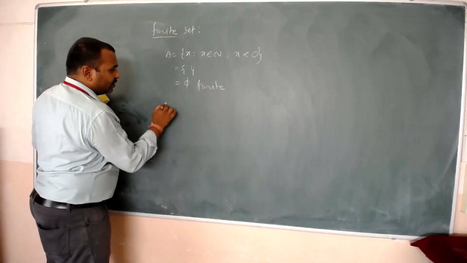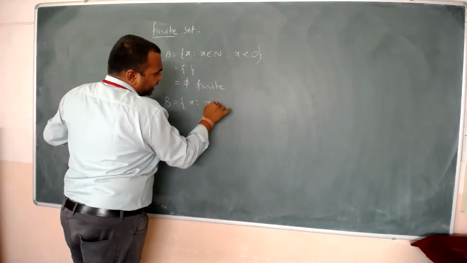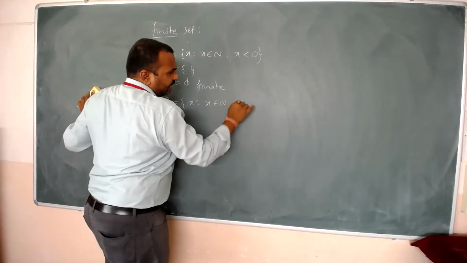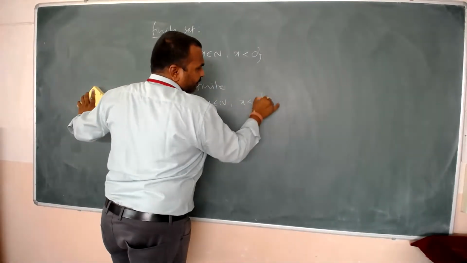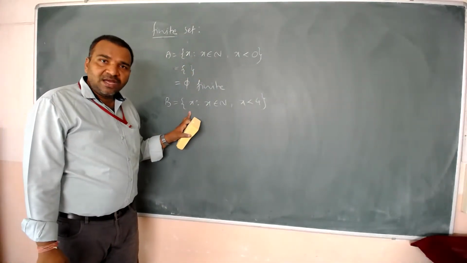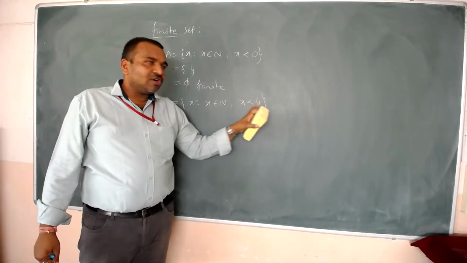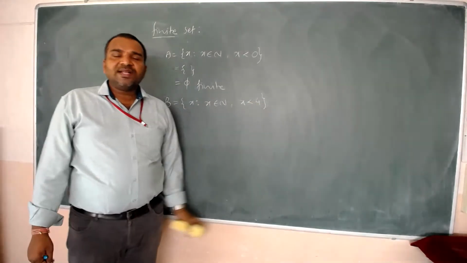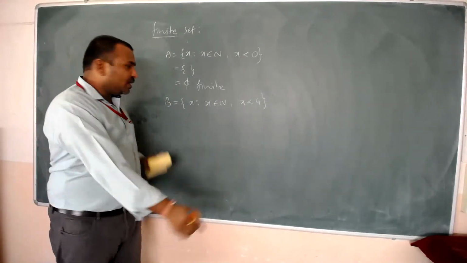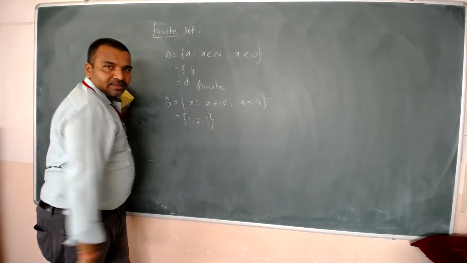Now I will write one more example. Set B is equal to {x such that x is a natural number, x is less than 4}. Here, what is the element? x is the element. What is that x? It is a natural number, and it is also less than 4. What are the natural numbers which are less than 4? Generally 1, 2, 3.